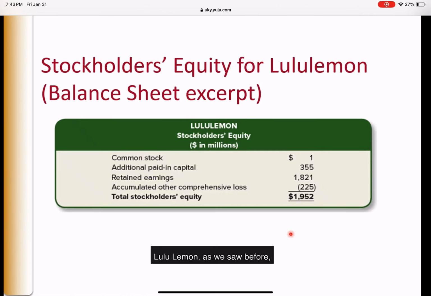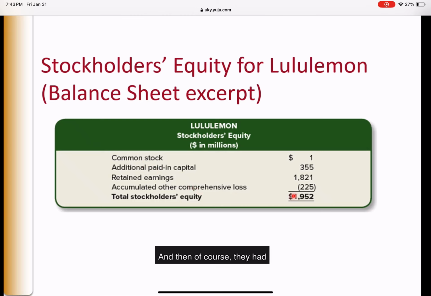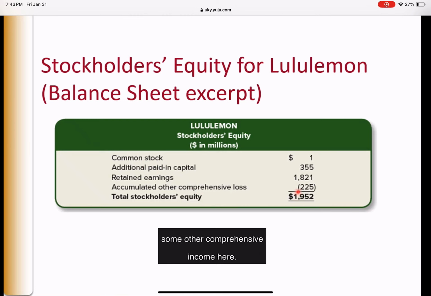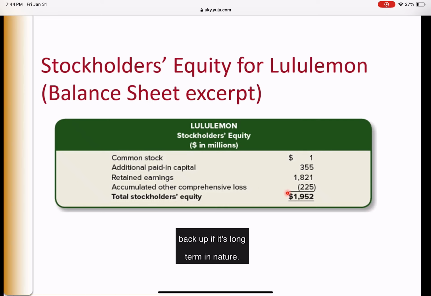Lululemon, as we saw before, shows you the common stock, the additional paid-in capital, the retained earnings, and then, of course, they had some other comprehensive income here, or a loss, I should say, of $225 million. And you might be saying, why don't they run that through the income statement? It could be long-term investments. And if they're long-term investments, we might have a loss this year just because market prices are down on our investments, but next year they could bounce back up. So if it's long-term in nature, why mess up the income statement with temporary gains and losses on long-term investments, or even pension obligations, which are a lot based on the market?